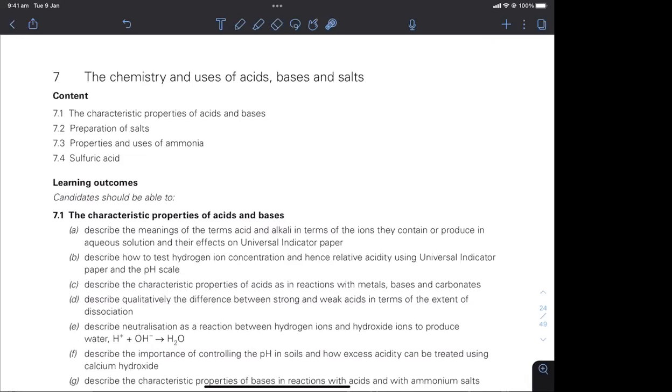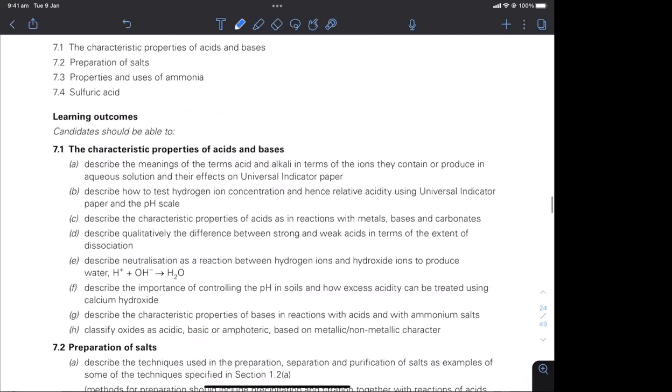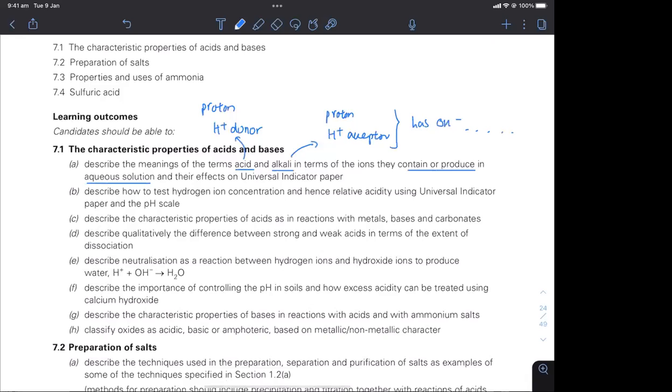Don't really know. Okay. Anyway, so characteristic properties of acids and bases. So in terms of the meanings of acids and alkalis, we know that acid is a proton donor. We call this H+, meaning it's a proton donor. We know alkali is a proton acceptor. But why? Why in the world can it accept protons? Because it has OH- in solutions. These are about what they contain or what they produce in aqueous solutions and their effects on universal indicator paper.